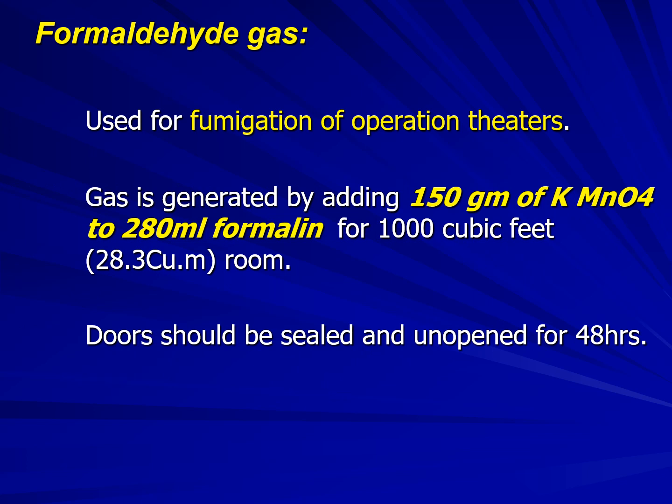Next important point is formaldehyde gas. It is used for fumigation of operation theatres, a very important bio question, and the gas is generated by adding 150 gram of KMnO4, that is nothing but potassium permanganate, to 280 ml formalin for a 1000 cubic feet room. After that, the door should be sealed and opened after 48 hours.